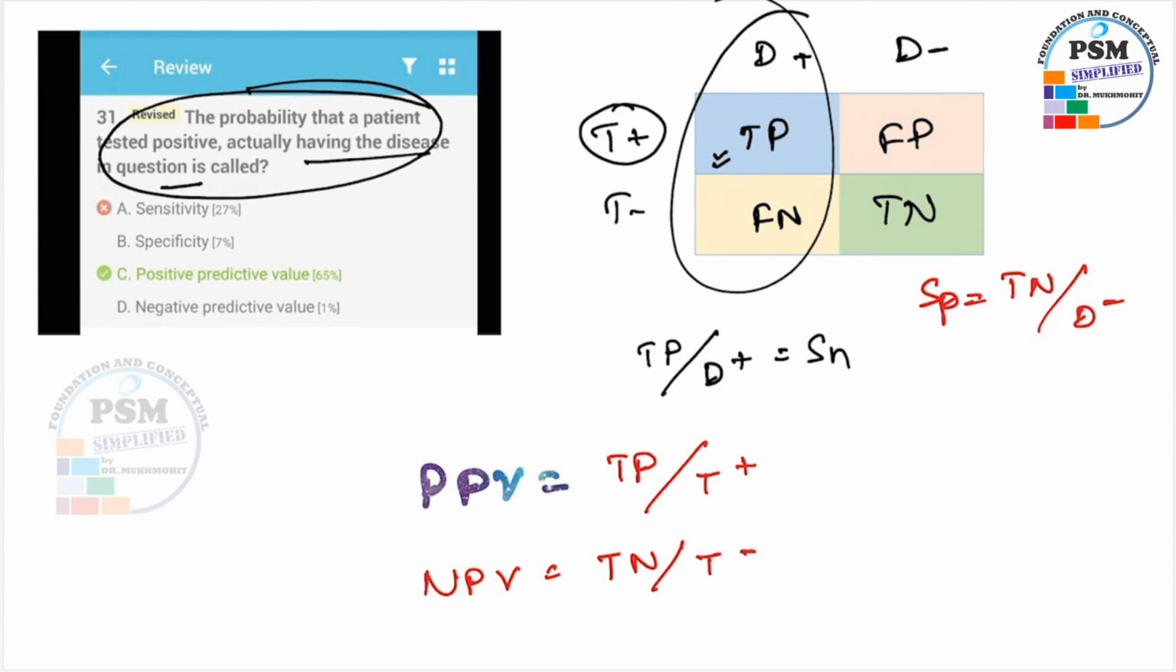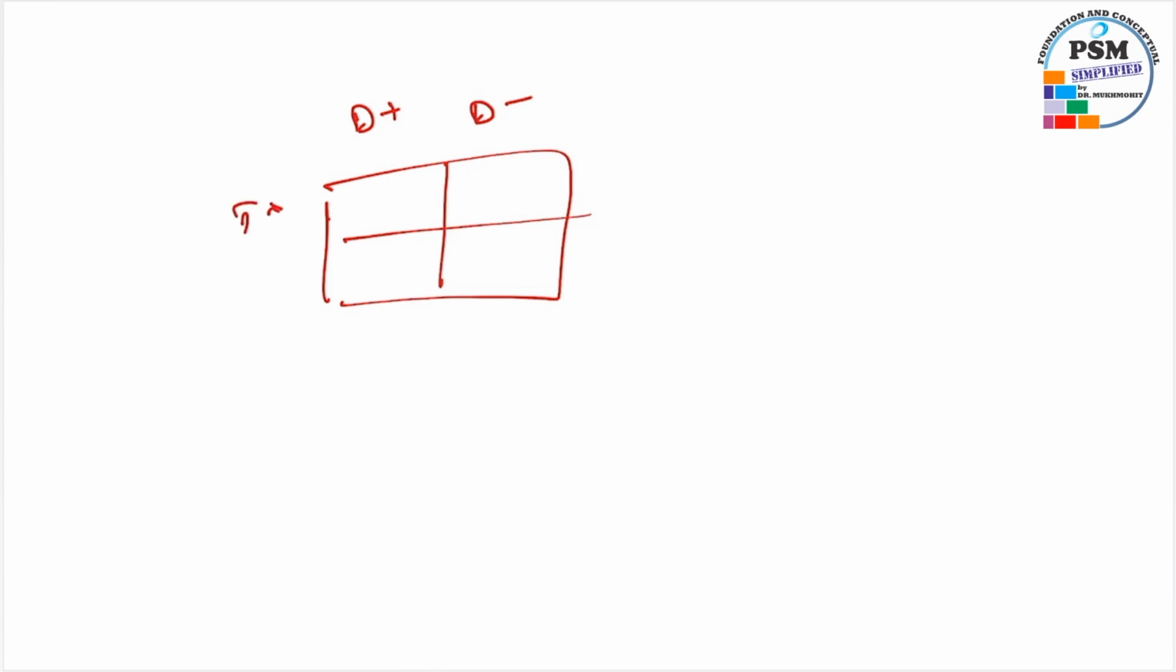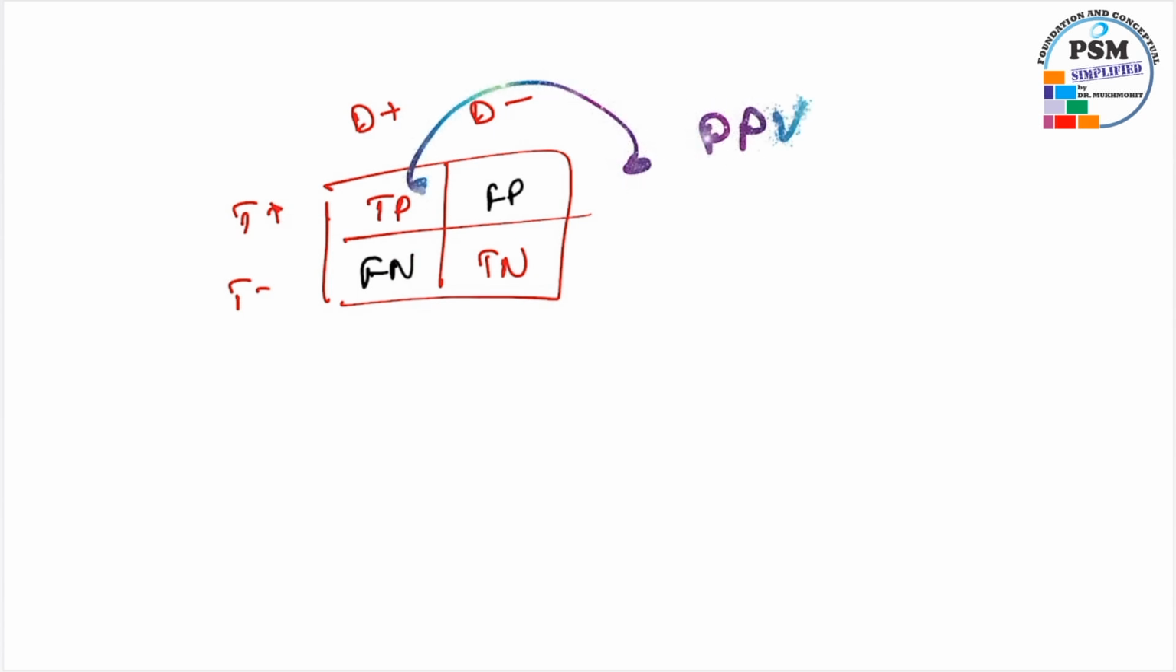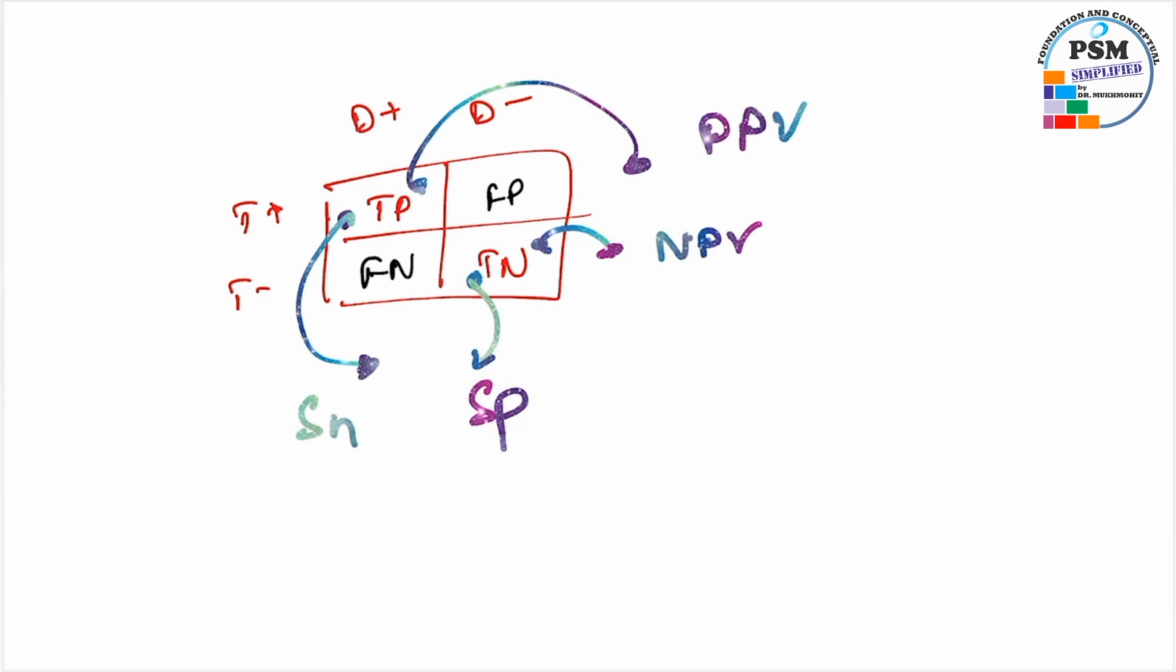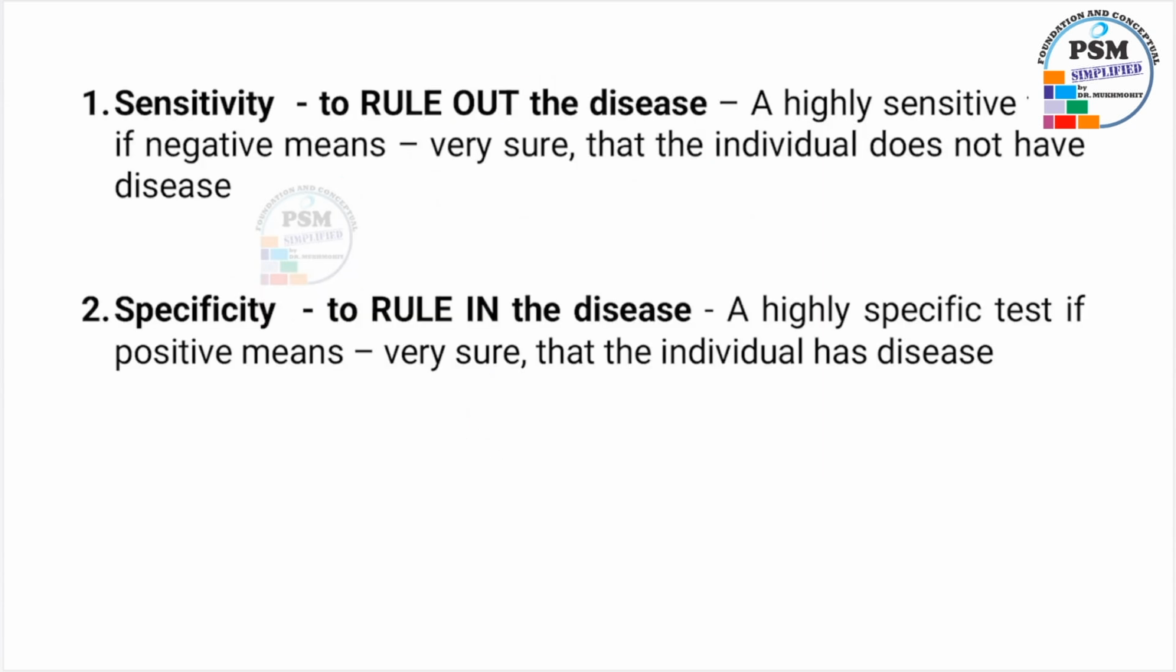So in very simple words, if I just want to say this is the number of people having D plus, D minus, test plus, and test minus, you already know this is true positive, true negative, and on the other hand we have false positive and false negative. Can you tell me what this over this is? This is positive predictive value. What is this over this? This is negative predictive value. What is true positive divided by D plus? That is sensitivity. What is true negative divided by D minus? That is specificity.